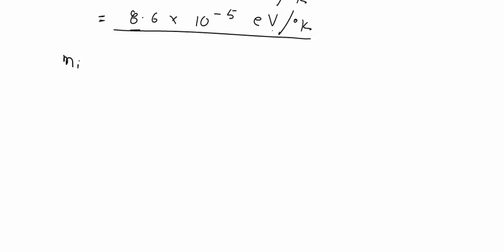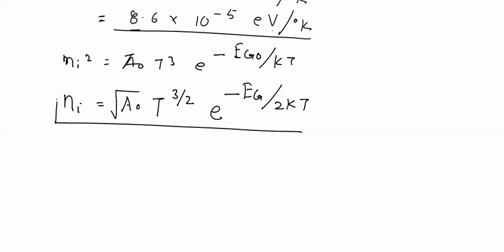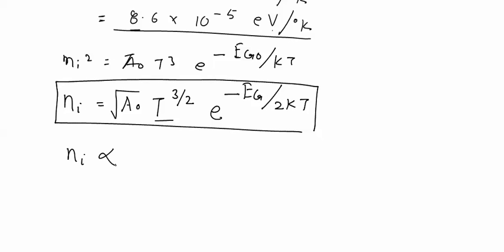Ni square was written equal to A naught into T cube into e raised to power minus Eg0 divided by Kt, and now I can write Ni equal to A naught into T raised to power 3 by 2 e raised to power minus Eg0 divided by twice Kt. From this equation, we can conclude that Ni depends on temperature, means Ni is directly proportional to T raised to power 3 by 2.